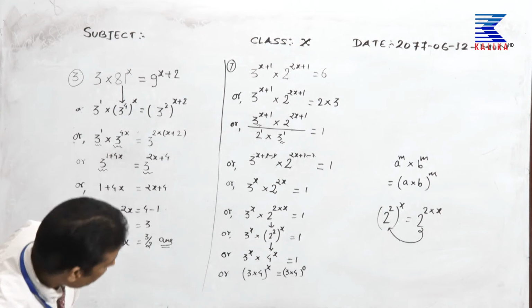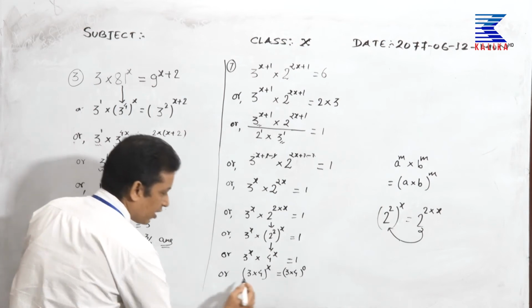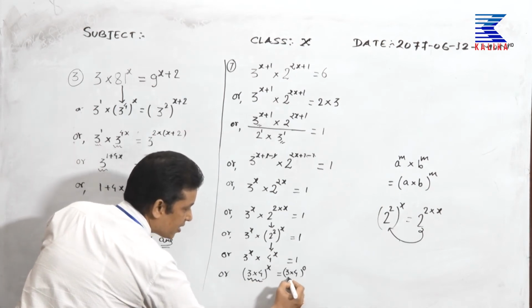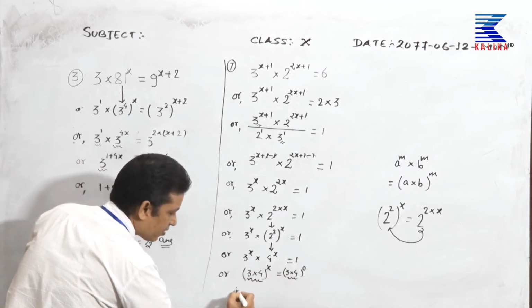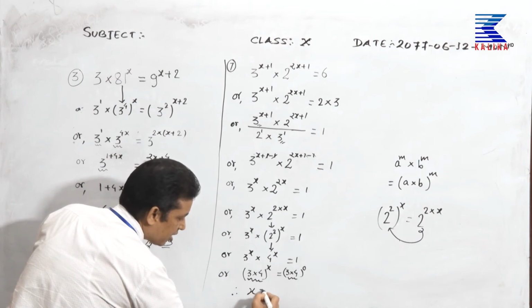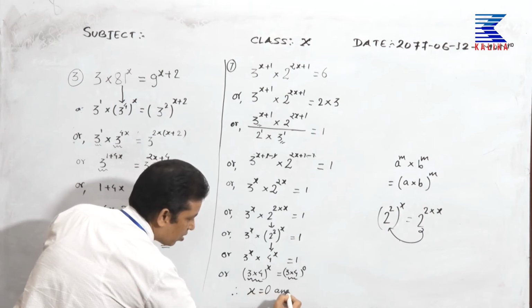After this, now can you say what is the answer? Base is 3 times 4, base is 3 times 4, we can write, hence therefore, x is equal to 0, answer.